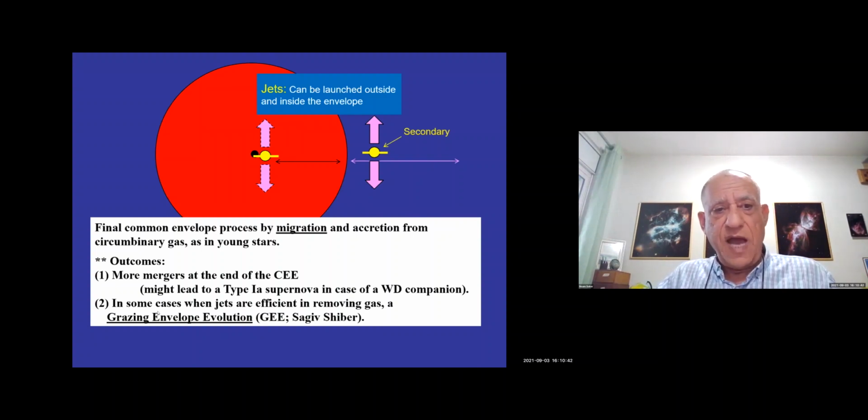Okay. In other cases, we have the grazing envelope evolution, where you see on the right side that the companion with the jets removes the gas and the system stays semi-detached, or just the companion grazes the envelope, and we heard about it from Sagiv Shiber already.